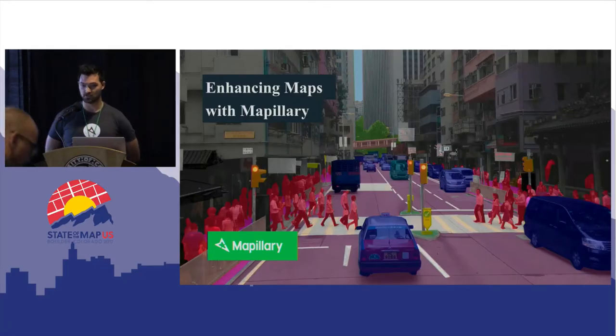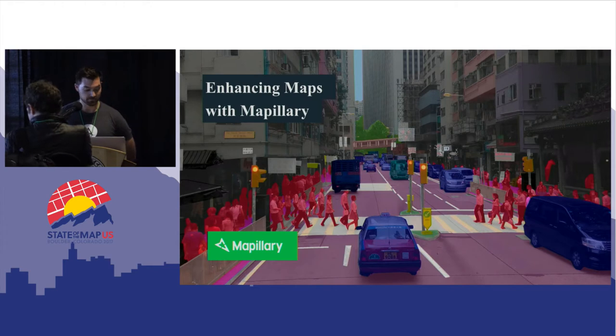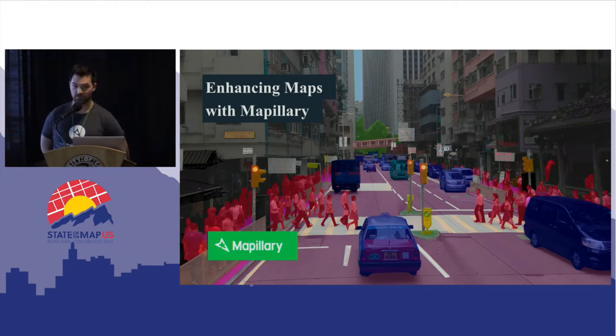And today I'm going to talk to you about enhancing maps with Mapillary. You can see in the background image on the screen an example of what our computer vision does with street level imagery. We use artificial coloring here just to highlight the differences between things like crosswalks, stoplights, vehicles, humans, buildings. And this is something we do with all the photos that we have currently on our platform, contributed from users just like you.